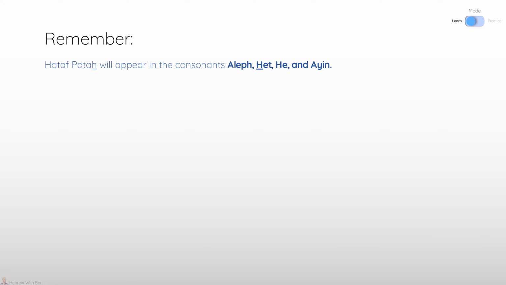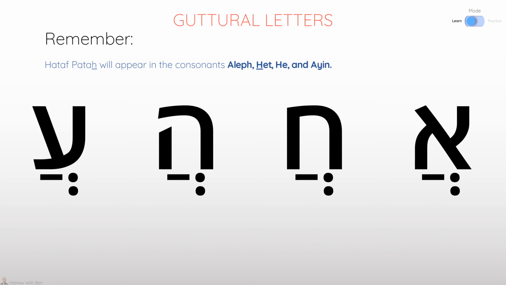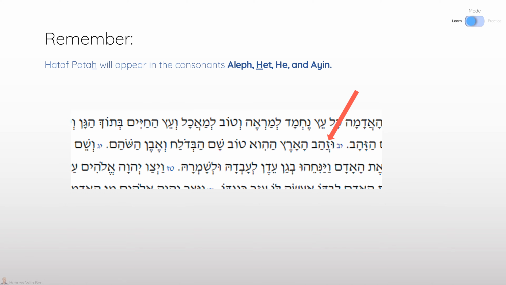Keep in mind that in most cases, Hataf Patah will decorate the letters Aleph, Chet, He, and Ain. Those are the guttural letters in the Hebrew alphabet. In rare cases, it will appear in other consonants. For convenience reasons, and only in this lesson, I may refer to the Nikkud sign only as Hataf instead of Hataf Patah.